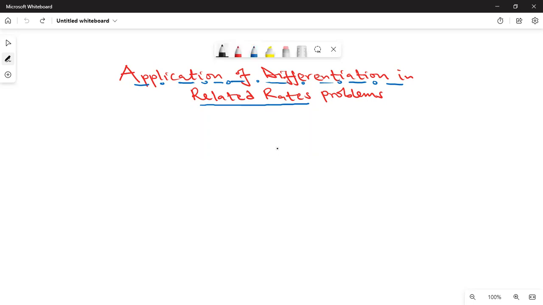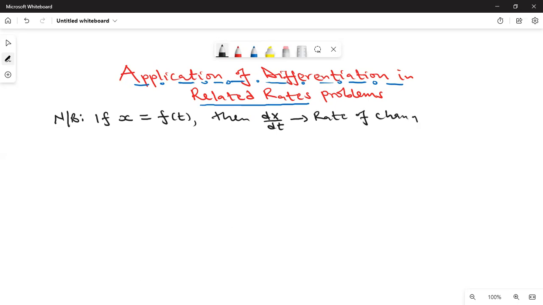NB: if x is a function of t, then dx/dt is what we are calling the rate of change of the variable x. This is the rate of change of x. X here is a variable.